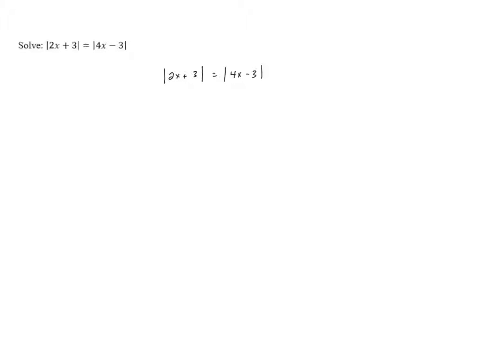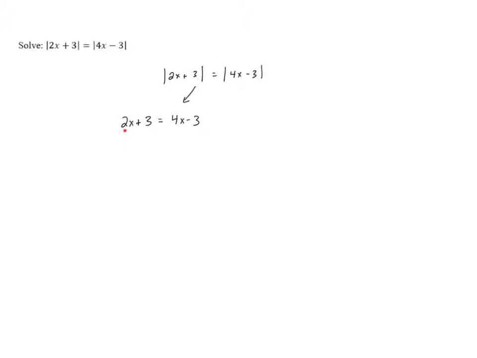Now, if we have the absolute value of one expression equal to the absolute value of another expression, if we have two expressions that have the same absolute value, then there are two possible situations that could give us solutions. The first is if those expressions are equal. If 2x plus 3 happens to be equal to 4x minus 3, we don't know what the value of those expressions is, but if they're both equal to each other, that means that when we take the absolute value of each of them, the absolute values are equal to each other.